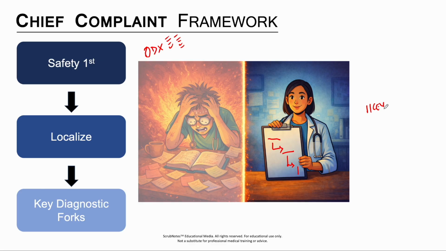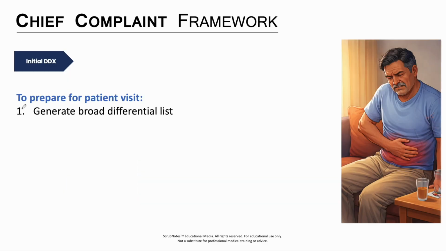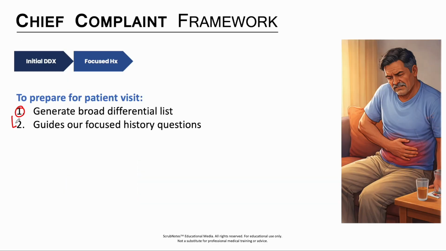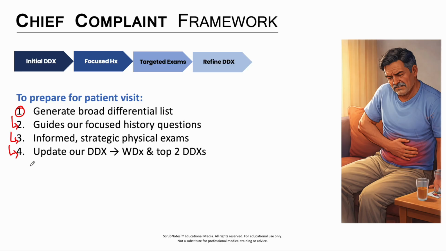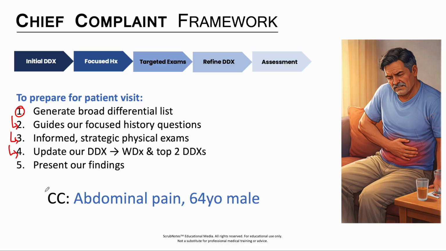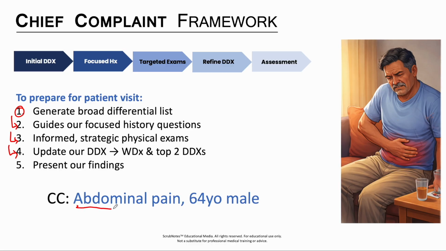In this video, I'll walk through a case of abdominal pain and show you how this framework makes your process so much easier. And later in the video, I'll show you the single decision fork that dramatically reduces your differential list. Before you walk into the exam room, you want to generate a broad differential, because that differential guides your focused history taking, your targeted physical exams, and then how you refine toward a working diagnosis.